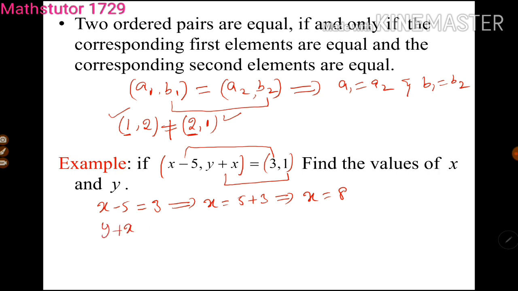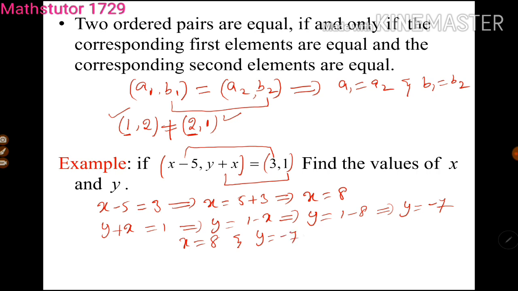y plus x equals 1. This implies y equals 1 minus x. What is the value of x? 8. 1 minus 8. This implies y equals minus 7. So the value of x is 8 and the value of y is minus 7. So this is the way to find the values of x and y.